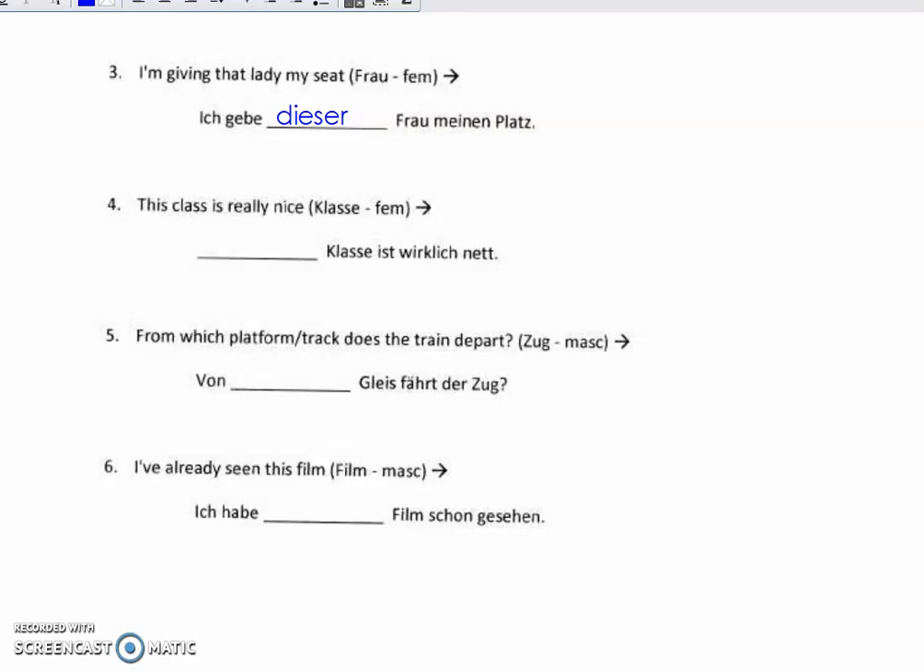And now Number 4, this class is really nice. How would I say that? Diese Klasse ist wirklich nett. And then Number 5, from which platform or track does the train depart? Starting with von, a dative preposition. And Gleis is neuter. Von welchem Gleis fährt der Zug? And I've already seen this film. Ich habe diesen Film schon gesehen. Our direct object.